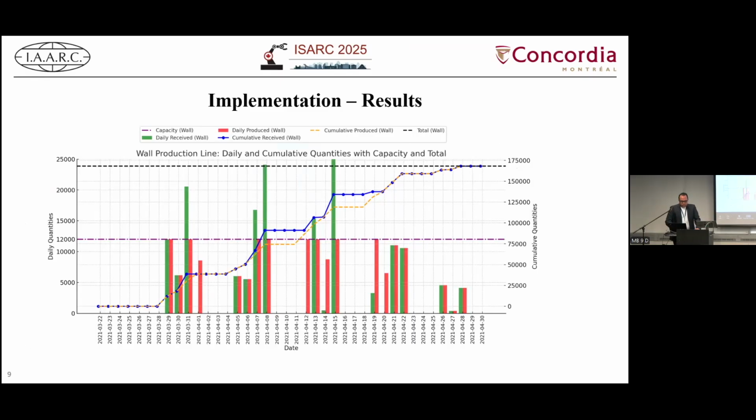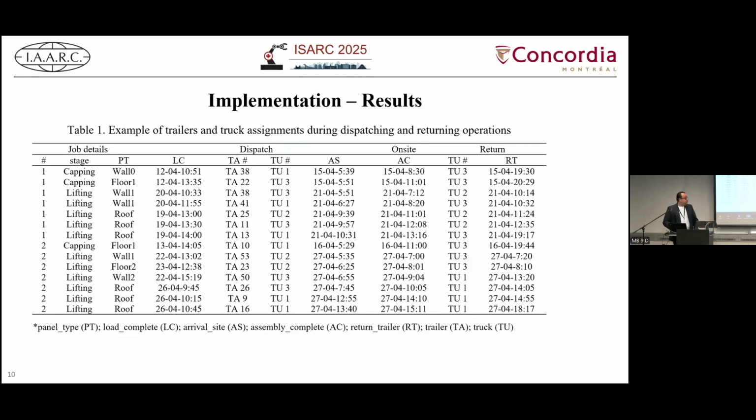We did a lot of verification and validation steps to compare the actual results with the actual schedule of the factory. And we achieved a lot of savings in terms of time and in terms of the required number of resources. So for example, in this schedule, we used 6 trucks. We achieved the same schedule using only 4 trucks.